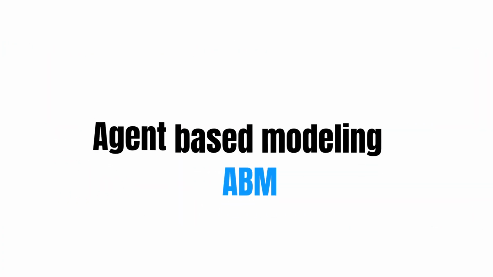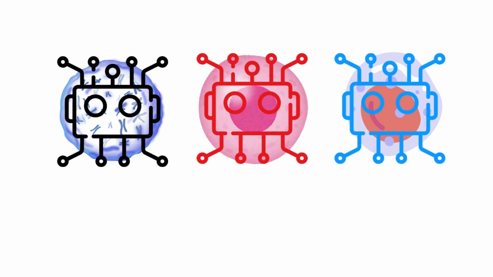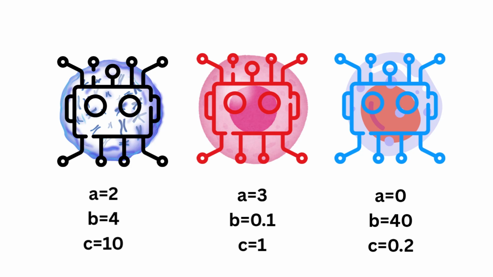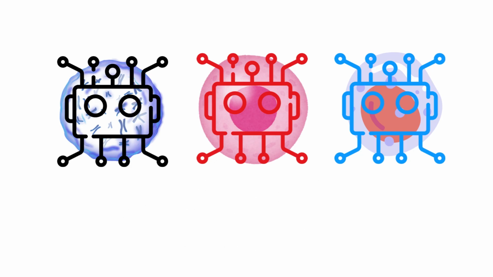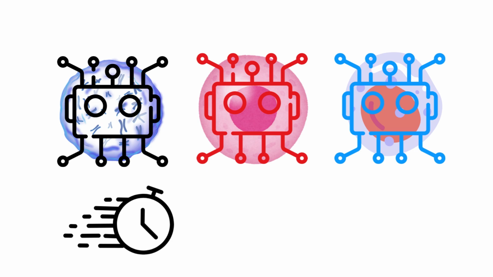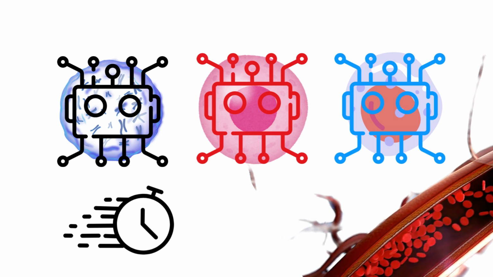In this approach, each cell is treated as an individual agent that interacts with others according to defined rules. For example, these rules can describe how cells respond to pressure and how they secrete signaling molecules, or maybe how radiation might damage their DNA. And any other rules you want to answer a specific question in a specific scenario. By simulating these interactions over time, we can observe how complex behaviors emerge from simple rules.